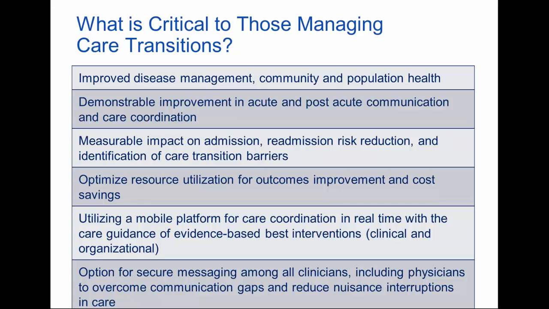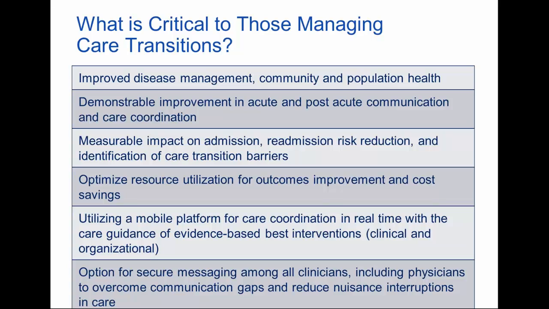How does one ensure that key components of an individual's decision about their health, or their family's decision about their health needs, continue to stay with them? We clearly want to have a measurable impact on admission, readmission risk reduction, and identification of care transition barriers. When I say measurable impact, I mean a way to collect what we consider valid and reliable data around these elements as well.